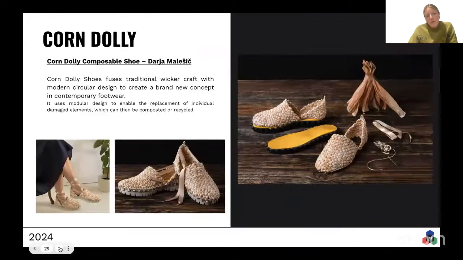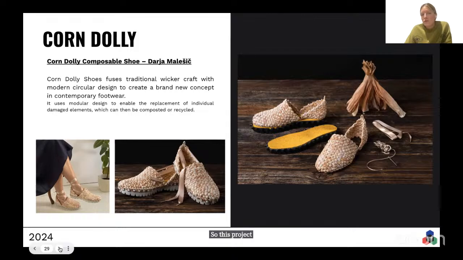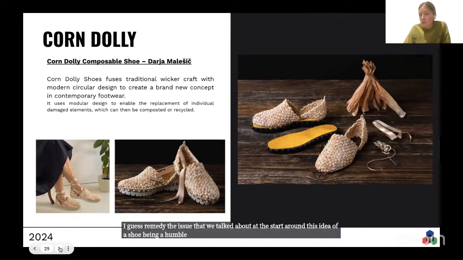This example of distributed design comes from Slovenia, and this is interesting because it is an example that uses circularity as part of the design of the project. This project was designed to remedy the issue that we talked about at the start around this idea of a shoe being a humble object that has a huge global impact.